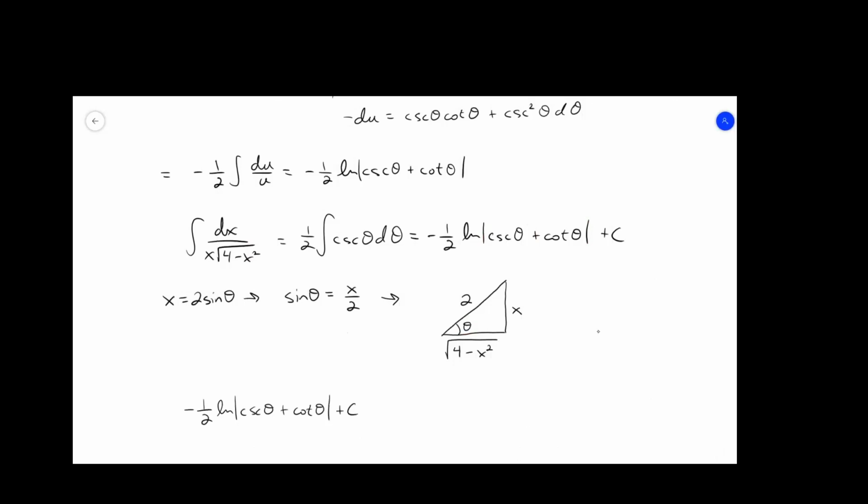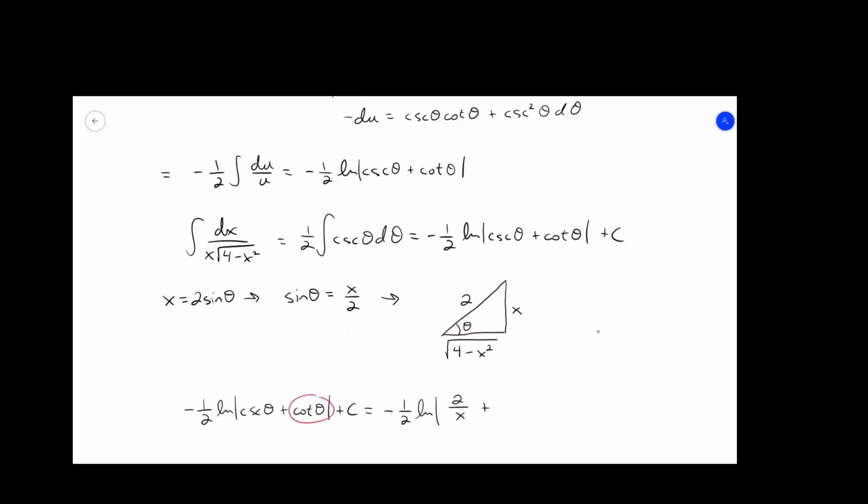Let's see, what is that going to be equal to? It's going to be equal to negative 1/2 ln. Now what's the cosecant of theta? Well, looking at the triangle again, cosecant of theta, here's the hypotenuse, here's the opposite. How do we define the cosecant in a triangle? We just define it to be the hypotenuse over the opposite, right? Hypotenuse over opposite.